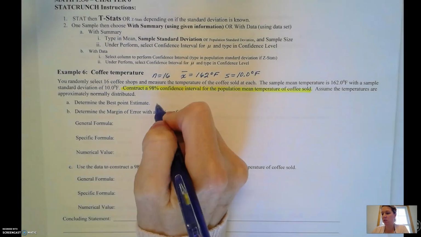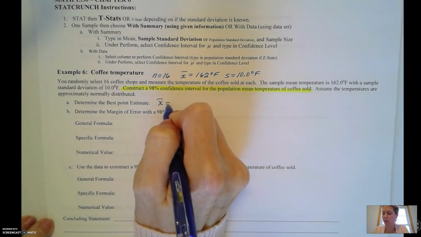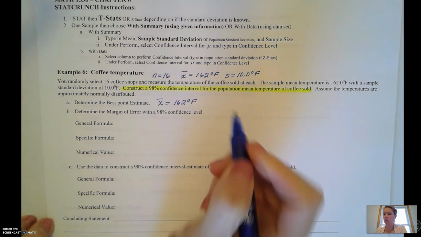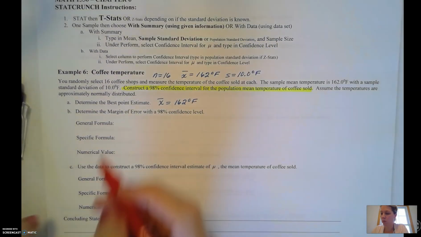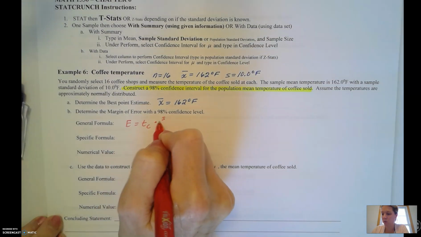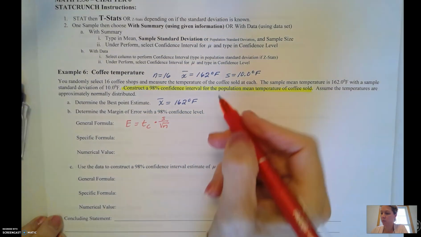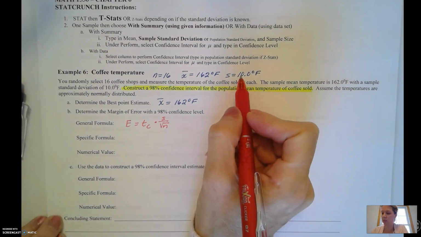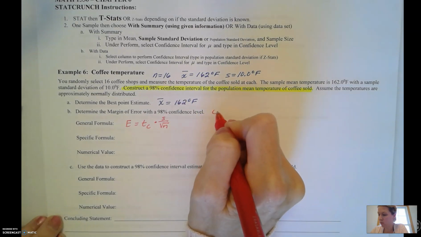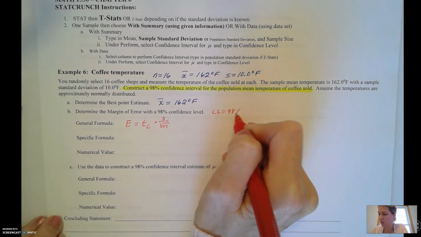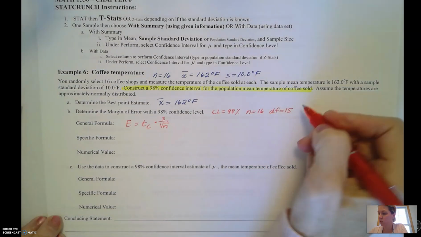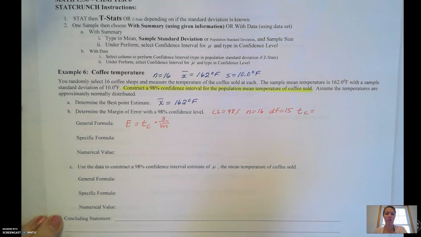Our best point estimate is our starting point. Our starting temperature should be our sample mean, which is 162 degrees Fahrenheit. The margin of error then will come from using the formula E equals T critical value times S divided by square root of N. We have our sample standard deviation S above, and we have our sample size N. Since we're doing a confidence level of 98% and N is 16, our degrees of freedom would be 15. Remember, it's 1 less. So looking on our chart, we need to find our critical value.